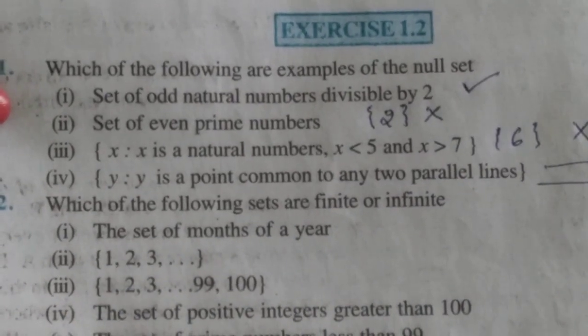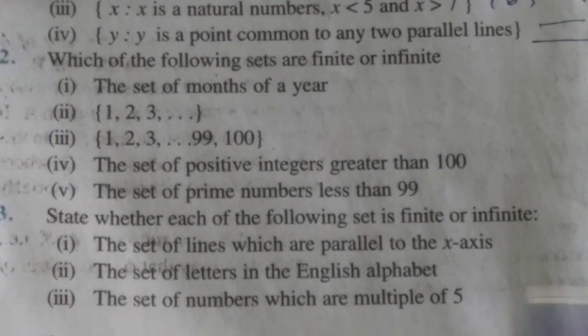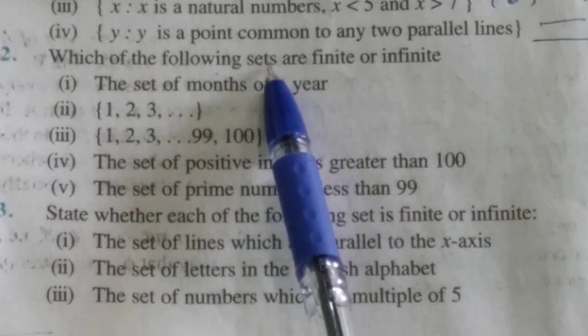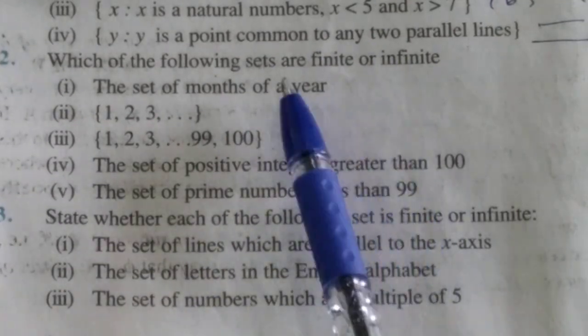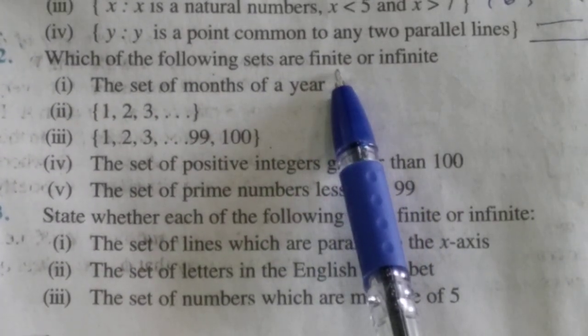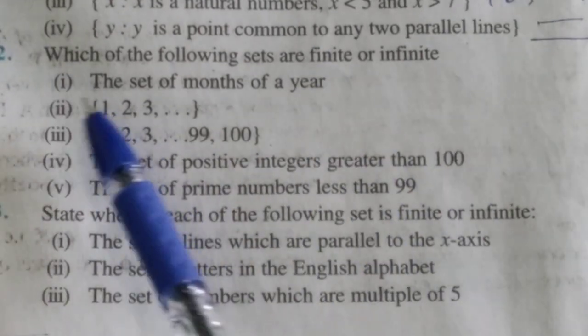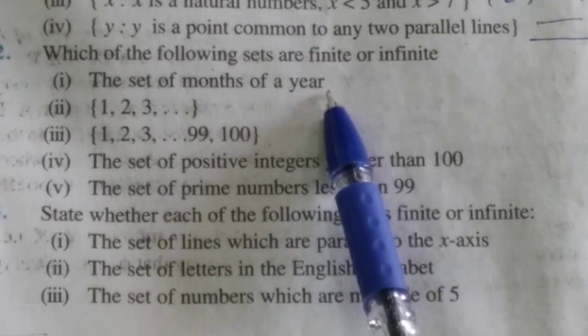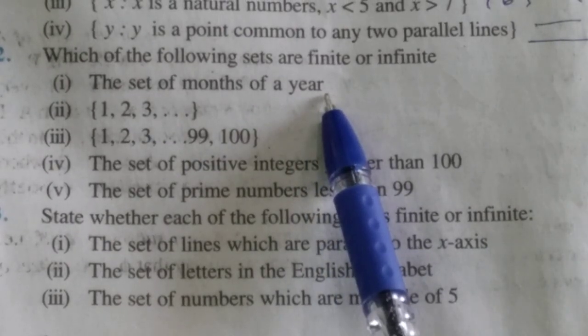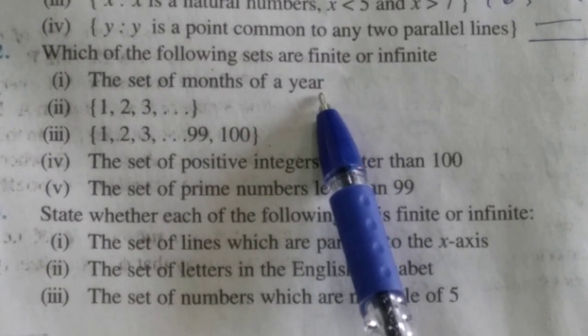Now come to the next question. So the next question is, write which of the following sets are finite or infinite. Finite means the number of elements will be finite. So let us go to the first part. The set of months of a year. So we all know that in a year we have 12 months only. So this is a finite set.